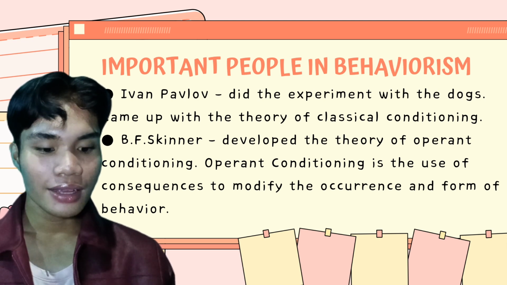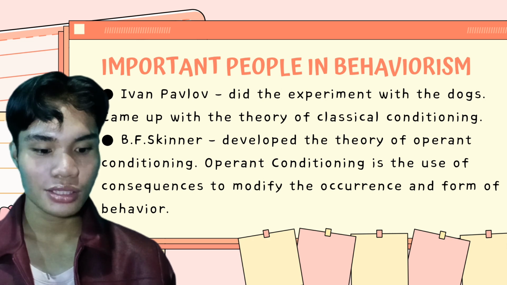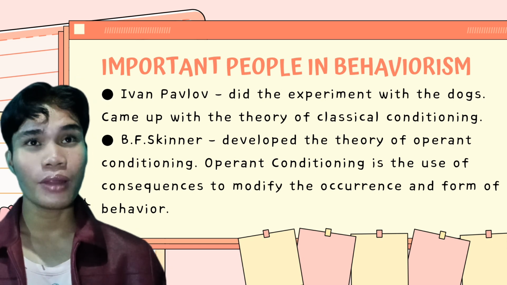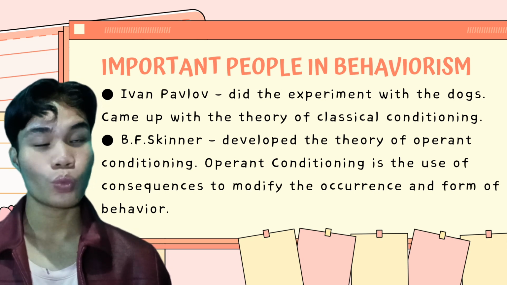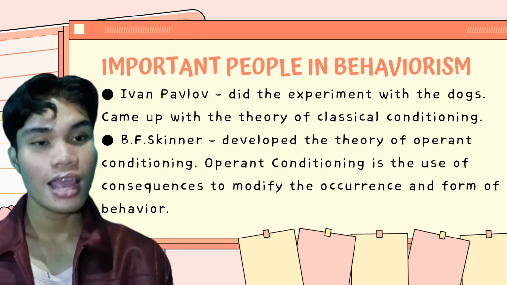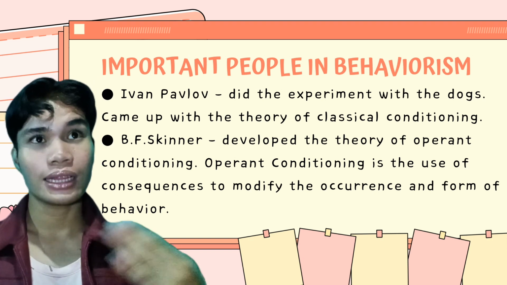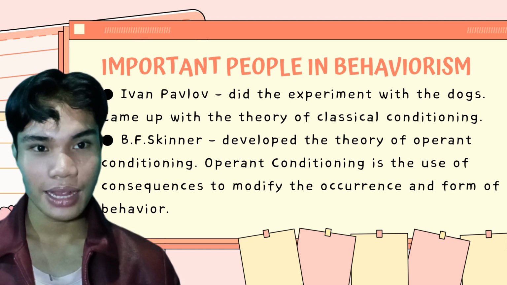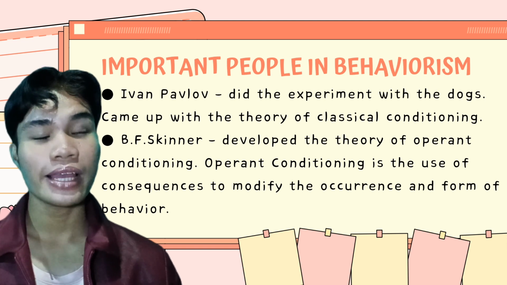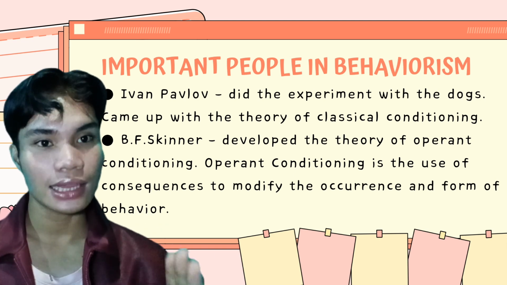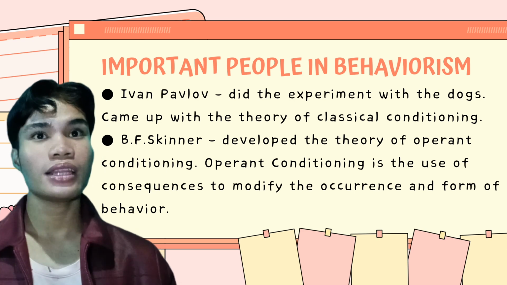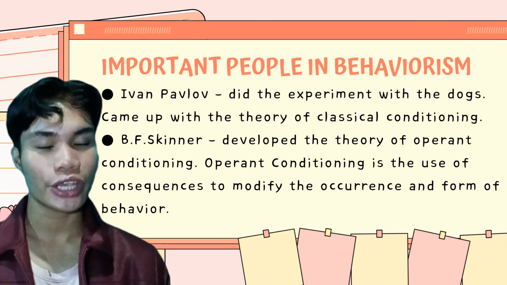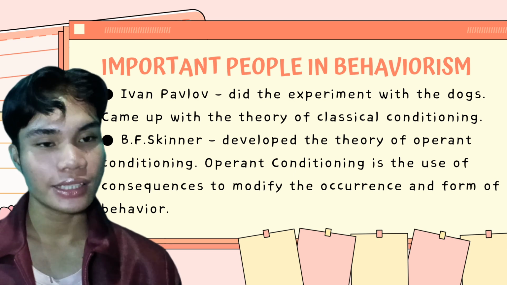Ivan Pavlov did the experiment with the dogs, and came up with the theory of classical conditioning. Pavlov is famous for his experiments with the dogs, which led to the discovery of classical conditioning. So what do we mean by classical conditioning? Classical conditioning is learning through association. It is when a neutral stimulus becomes associated with a naturally occurring stimulus to produce a learned response.